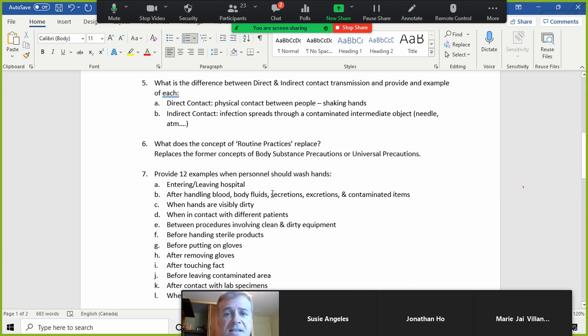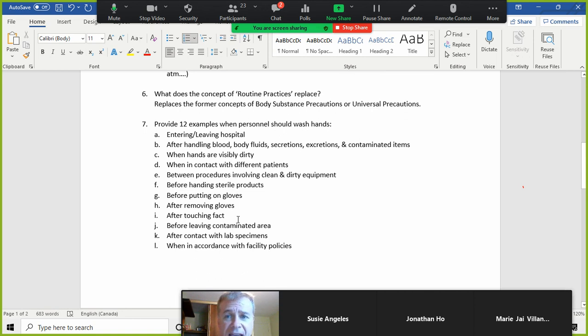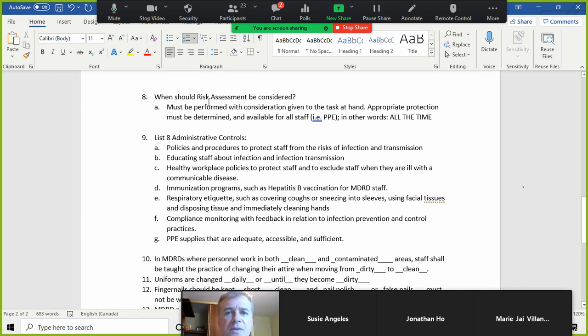Provide 12 examples when personnel should wash their hands. And when should risk assessment be considered? Must be performed with consideration given the task at hand. Okay, so somebody doing a job, you're actually risk assessing all the time. And take a second there and actually do a risk assessment, and get good at it because it may just save your life. Okay. List 8 administrative controls.